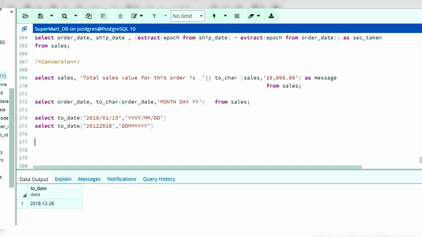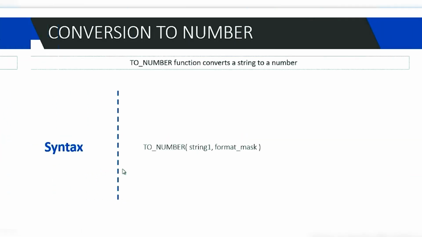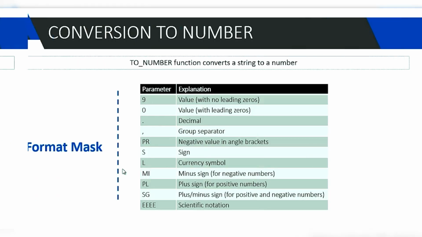Similarly, now let us see how to convert a string to a number. Now the function will be named toNumber. String will be the first parameter. Format mask will be the second parameter. And again, format mask will be used to define the format of the number in your string. So if your string has, again, 74.5, you will mention it as 99.9 format, and the same string will be stored as a number then.